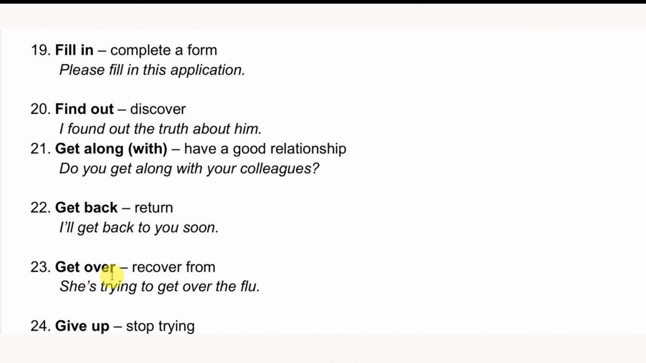23. Get over. To get over means to recover from. She's trying to get over the flu. Or she's trying to recover from the flu. To recover is like to be healed. She's trying to get over the malaria. She's trying to get over the headache. So you are trying to recover from something.